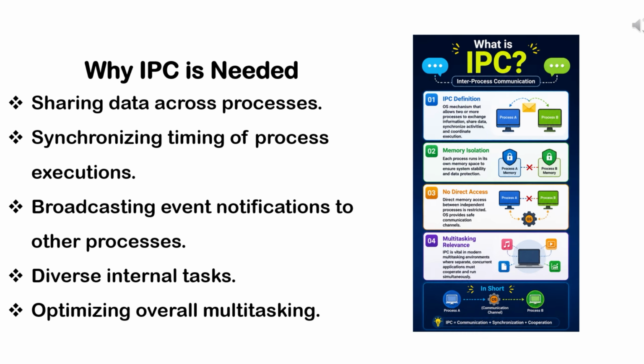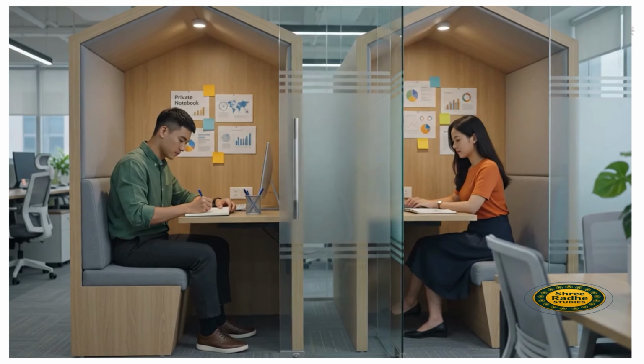It helps synchronize their execution so that tasks happen in the correct order. Processes can also notify each other whenever an important event occurs. In addition, IPC coordinates multiple internal activities within large software applications. Overall, IPC improves multitasking performance by allowing separate processes to cooperate efficiently without interfering with one another.